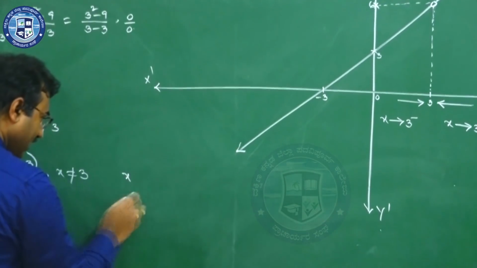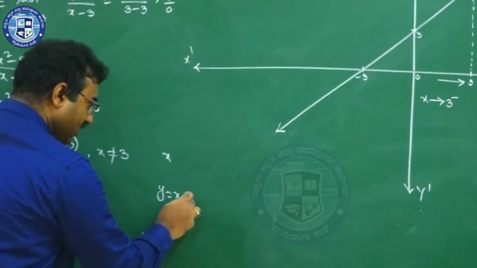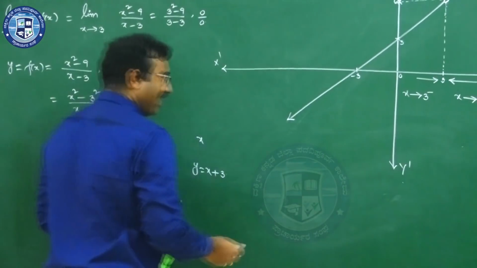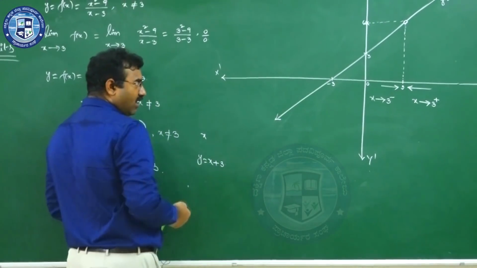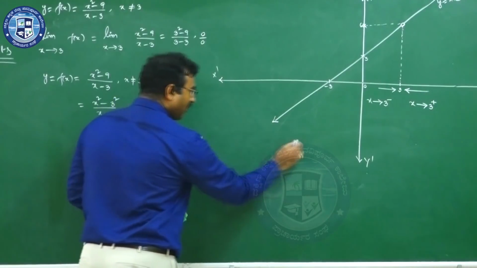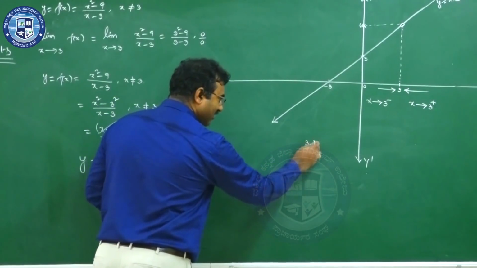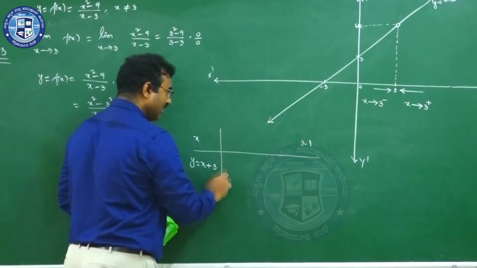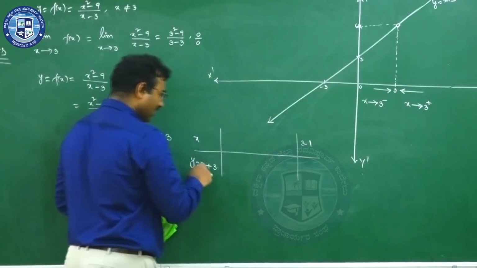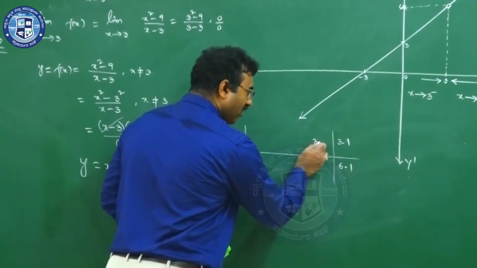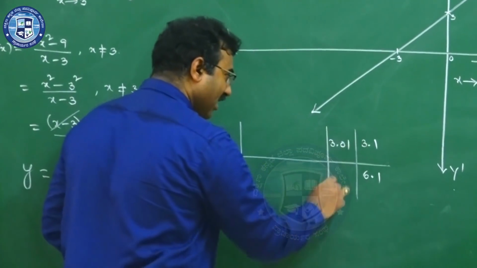Here I take y is equal to x plus 3. I am coming close to 3 from the right side. That means we take values like 3.1 first. Then what will be the y value I get? 6.1 I get. When I take 3.01, then what do I get?